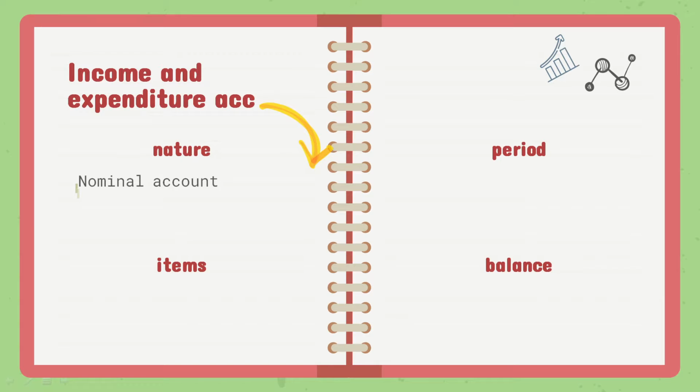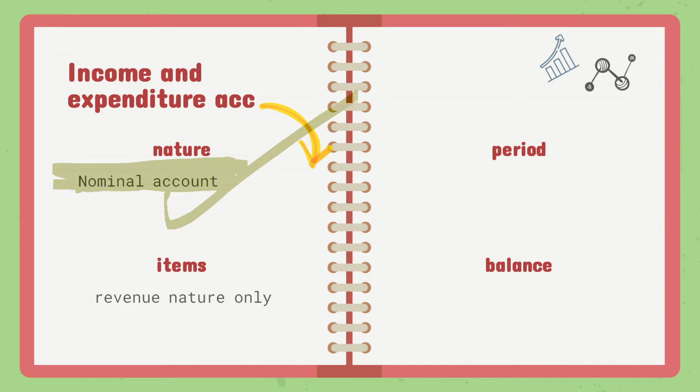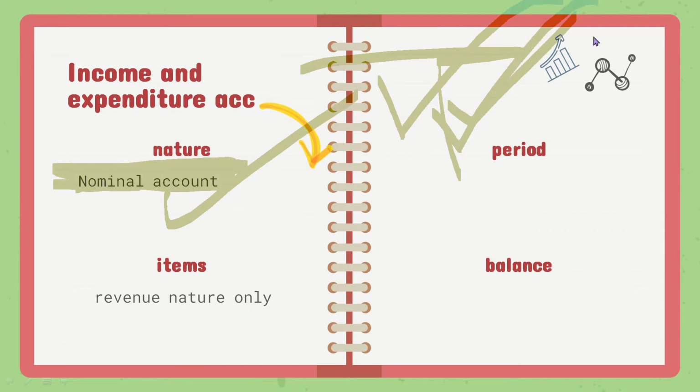So it's a nominal account because we write all the income and expenses here, and as we remember the rule of nominal accounts, debit all expenses and losses and credit all incomes and gains. Here we only write items of revenue nature. In the income and expenditure account, if we buy a building, we do not write it here. Only if we pay for printing and stationery and the like do we write it here, and it's only prepared for the current accounting period. Like if we have paid the salary of the previous year or the next year, we're not going to include it in this.